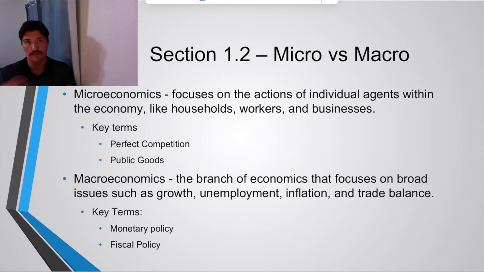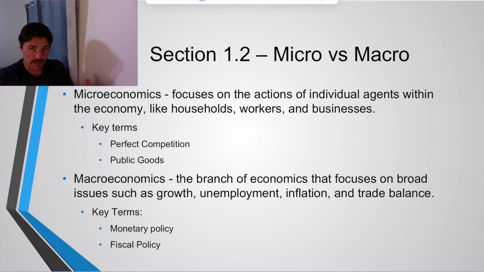We're going to talk about the difference between microeconomics and macroeconomics. Both are going to be looking at the same definition of economics, which is how we satisfy our unlimited wants through the use of our scarce resources. But with microeconomics, they're going to have a different focus than macroeconomics. Same principle of how we're going to do that, but the focus is different.